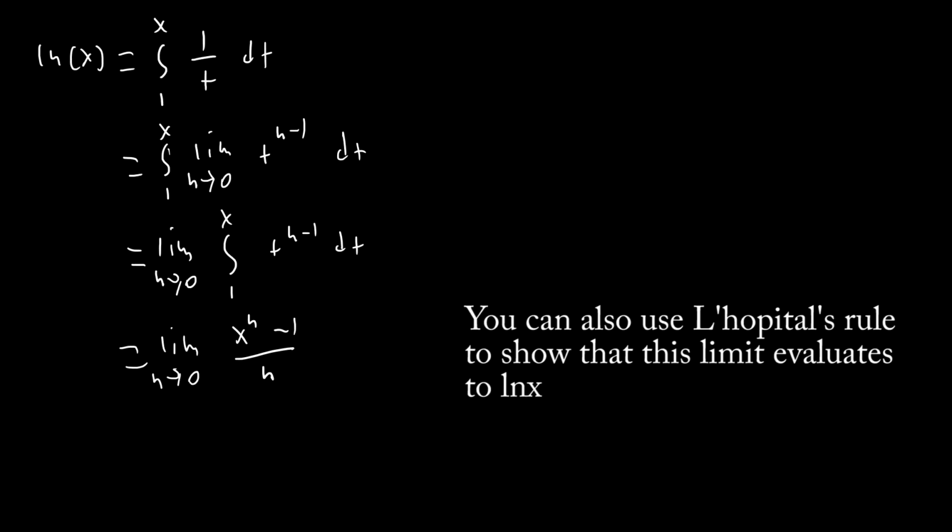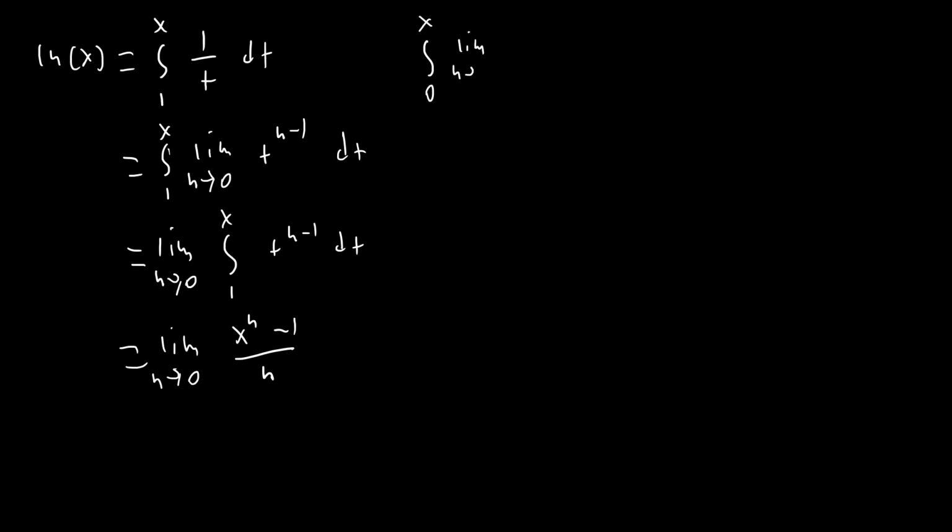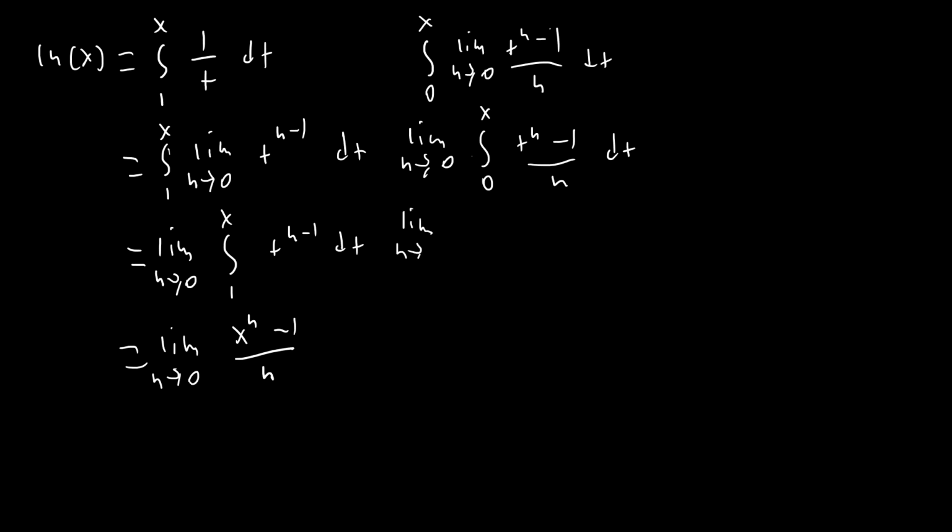Now let's go ahead and apply this definition to our original integral that we're trying to solve. So we're going to have the integral from 0 to x of the limit as h goes to 0 of t to the h minus 1 over h dt. We're going to interchange the limit and the integral again, so we get the limit as h goes to 0 of the integral from 0 to x of t to the h minus 1 over h dt. Now, when we integrate t to the h, we're going to get x to the h plus 1 over h times h plus 1. And then at 0, it's just going to go to 0.